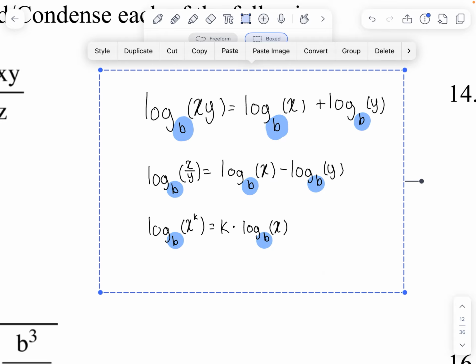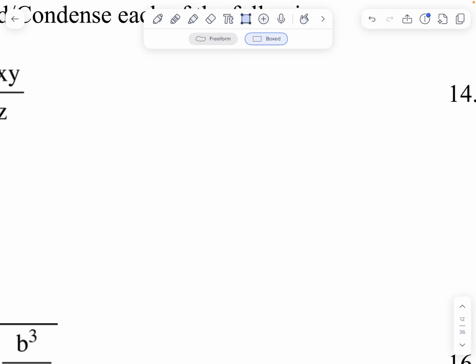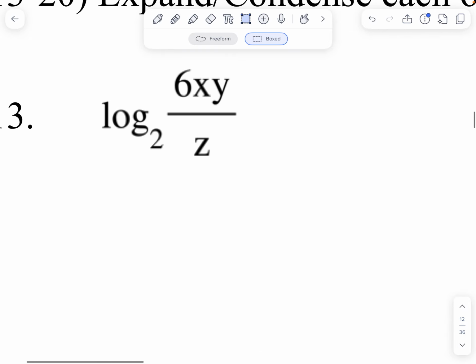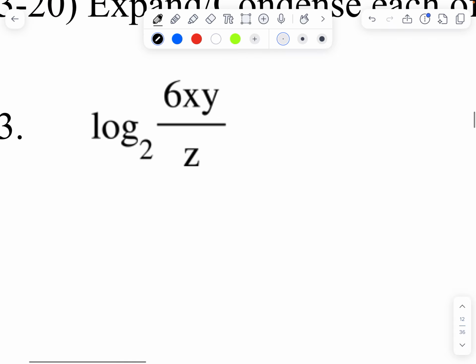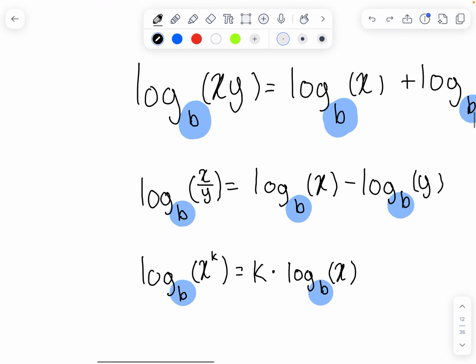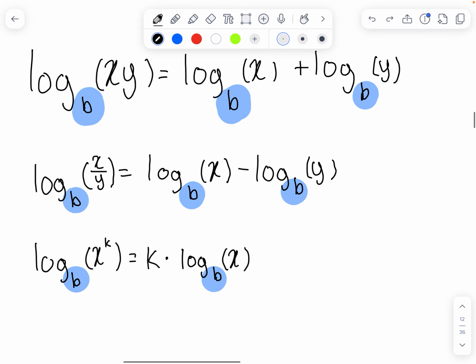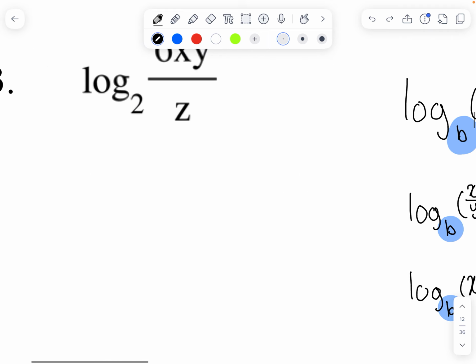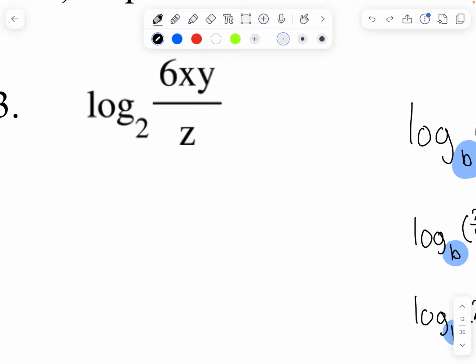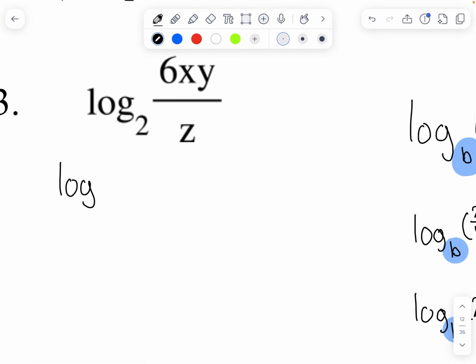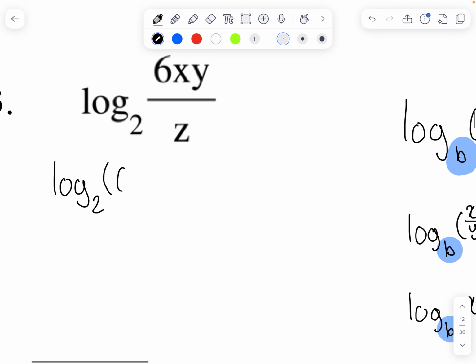Okay, now we can start doing our first question: log base 2 of 6xy over z. First, let's apply our second rule. Our second rule states log base b of x divided by y equals log base b of x minus log base b of y. So that would turn this expression into log base 2 of 6xy minus log base 2 of z.